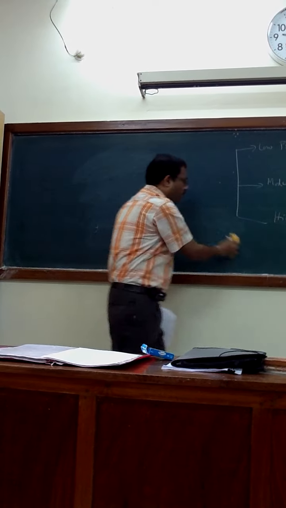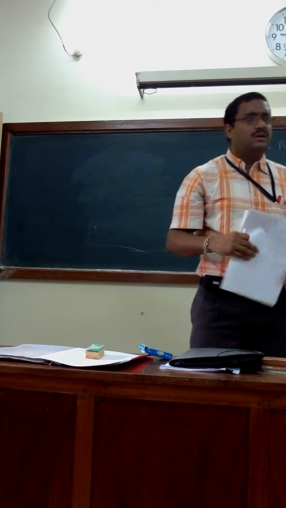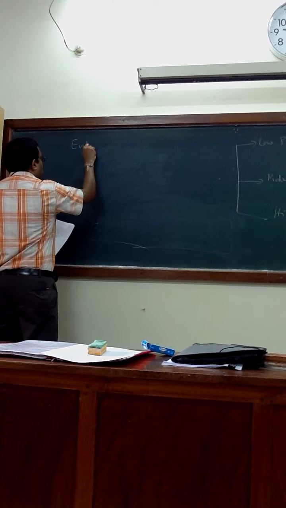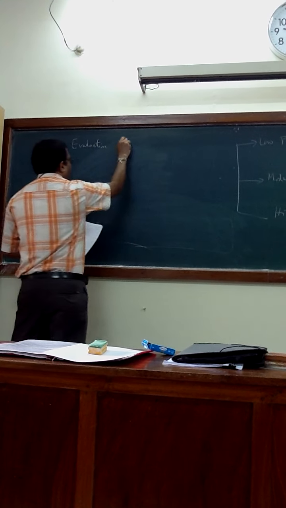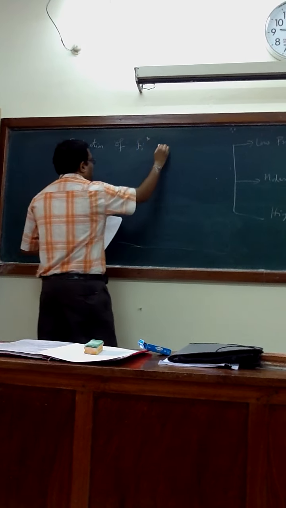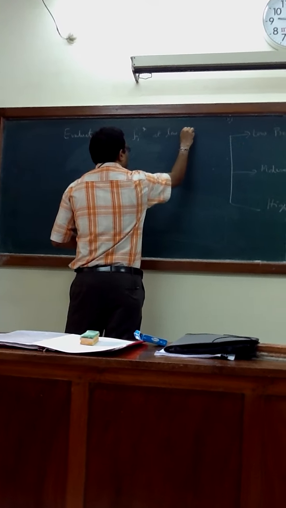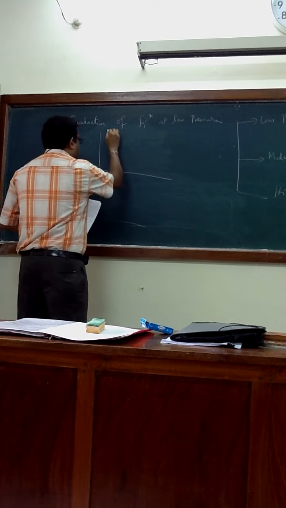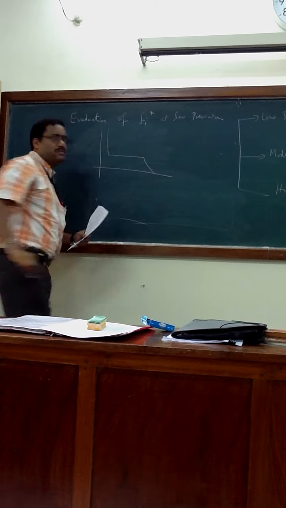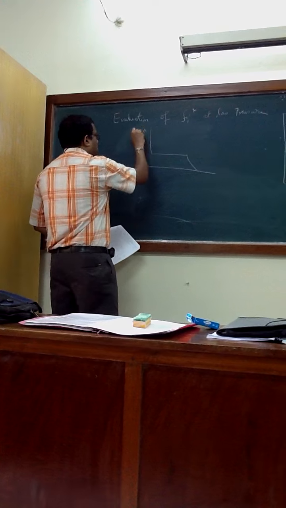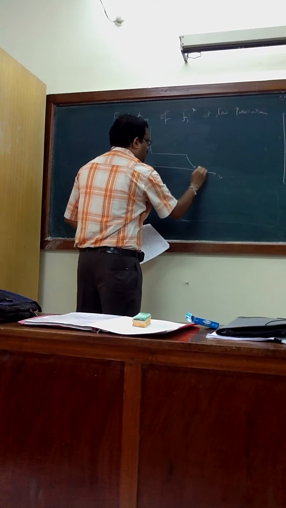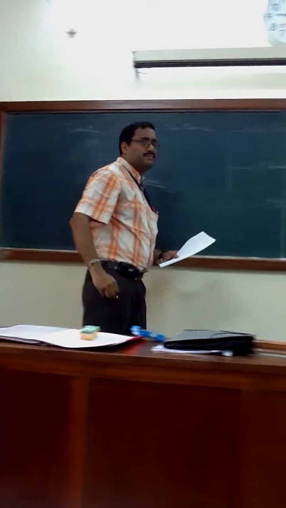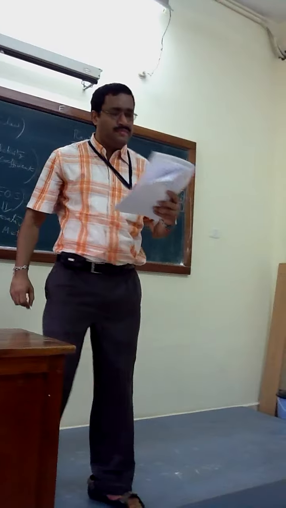I think all of you understood what saturation pressure is. So, evaluation of fi star at low pressure. If you talk about evaluation of fi star, just to remind you, this is your PV diagram. This is your low pressure zone. This is I, this is I prime. The same thing I am doing.